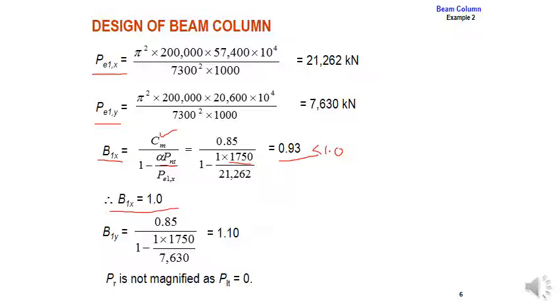Similarly for B1y, you are going to use the equation with Pe1y only in the denominator; the rest will remain the same. You are getting 1.10, which is greater than 1, so it will be okay. So you are using the same value. Pr is not magnified as Plt, as I have told you, so your Plt will be equal to 0. LT case is not considered over here.